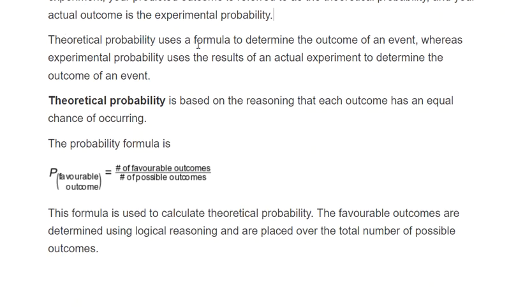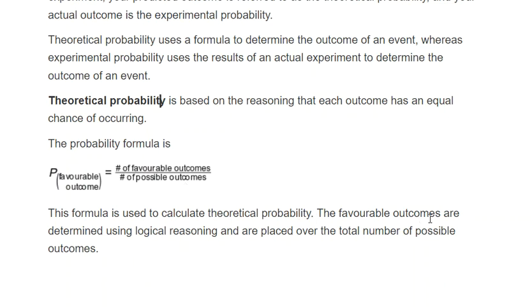Theoretical probability uses a formula to determine the outcome of an event, whereas experimental probability uses the results of an actual experiment to determine the outcome of an event. Theoretical probability is based on the reasoning that each outcome has an equal chance of occurring. The probability formula is: the probability of your favorable outcome is equal to the number of favorable outcomes over the number of possible outcomes. This formula is used to calculate theoretical probability.